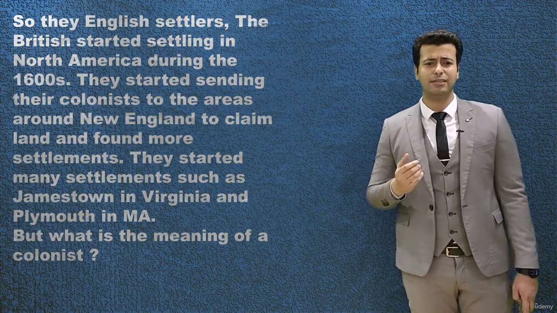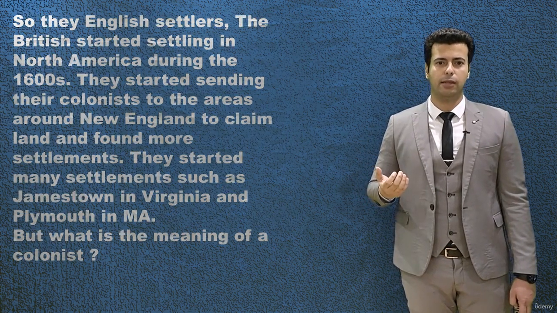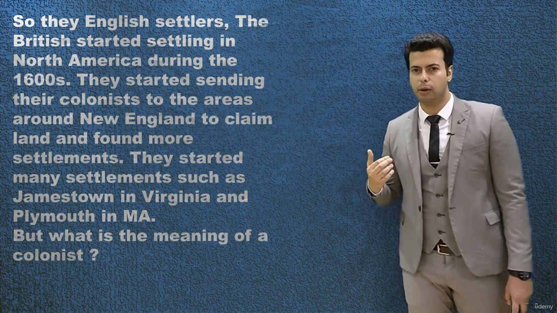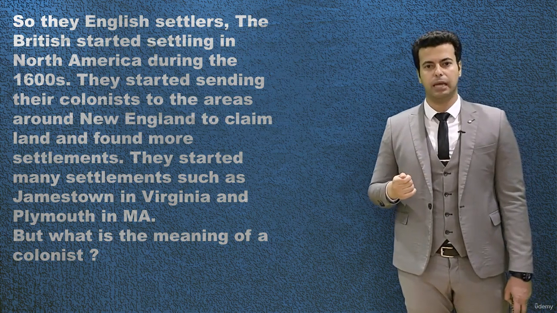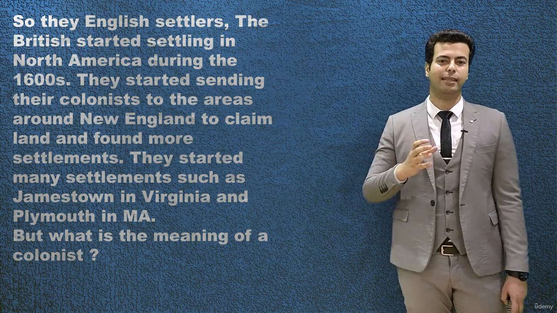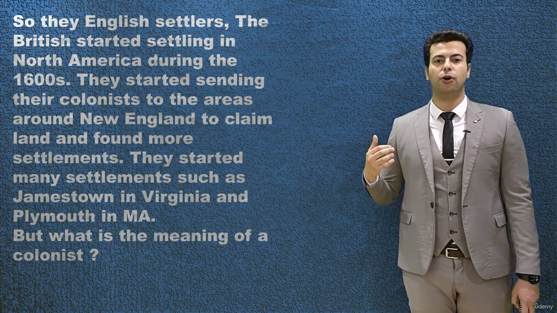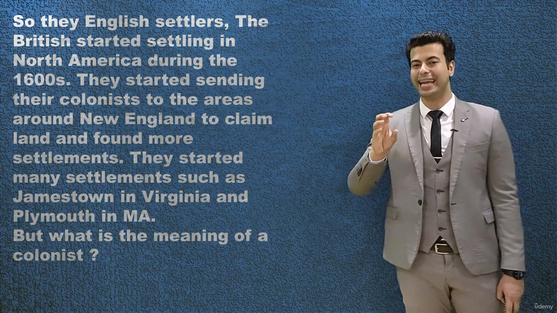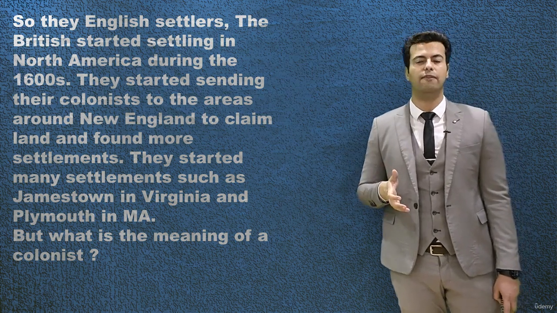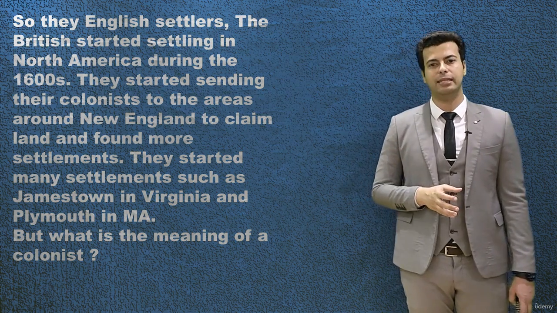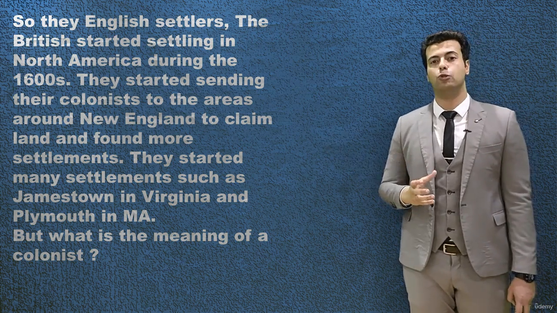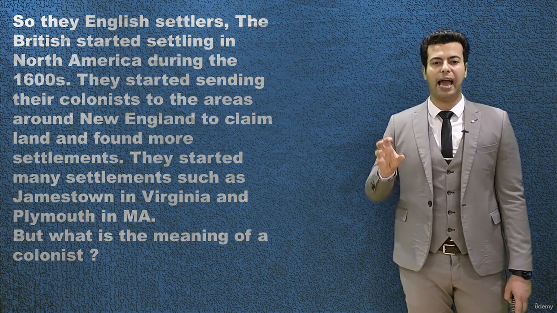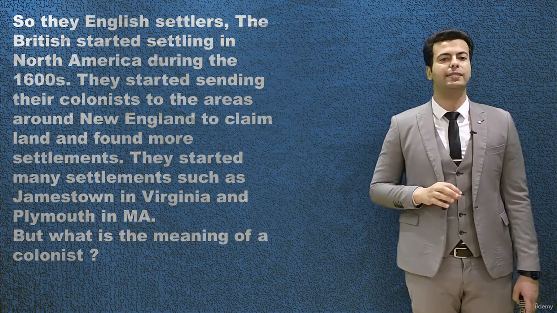So, the English settlers, the Brits, the British, started settling North America during the 1600s. Let's say 100 years after the Spanish did. But be careful. The English settlers were very strong and they started sending their colonists to the areas around New England, as we have studied in the video of physical geography of the United States. I believe that you can easily now spot where New England is on a map. New England to claim land and make more settlements.